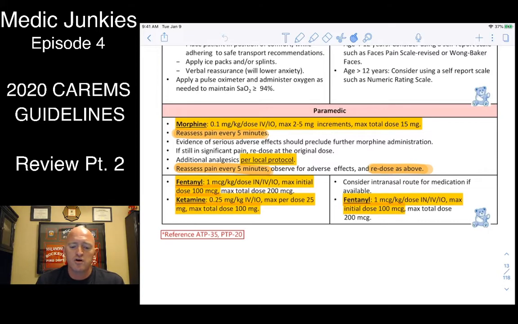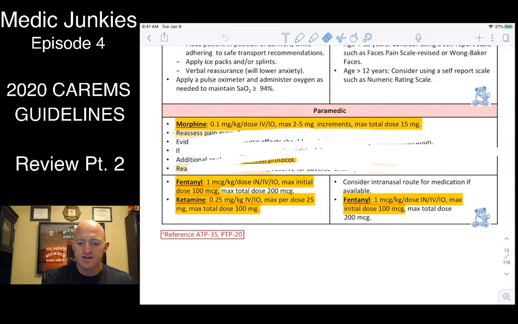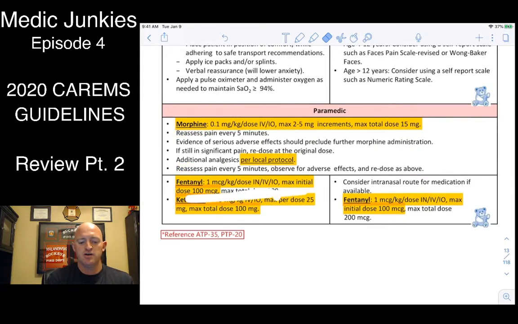Now, with these protocols, if the column runs all the way across, okay? So like right here, we can see it goes all the way across, whereas down here, we have a left and a right section, okay? If it runs all the way across, that means that protocol is for everybody, okay? If it's divided, you'll see these little teddy bears here. Again, those are the pediatric protocols, okay?